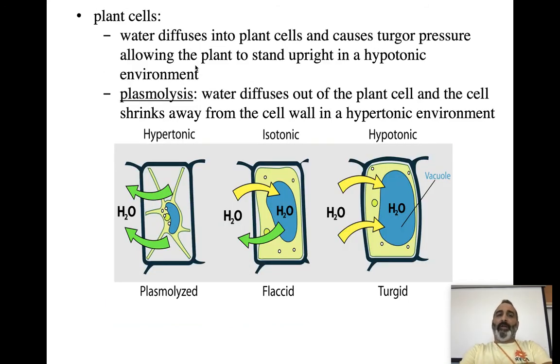Plant cells, all right, what happens to plant cells? Well, when plant cells are in a hypotonic environment, water enters them, and it creates pressure, turgid pressure, and this pressure is what allows the plants to stand upright and not fall over, all right? Plasmolysis is what happens when you put a plant cell in a hypertonic environment. The water leaves, the membrane rips away from the cell wall. In turn, this will eventually kill that cell. So this is plasmolysis in a hypertonic environment. This is turgid pressure in a hypotonic environment.